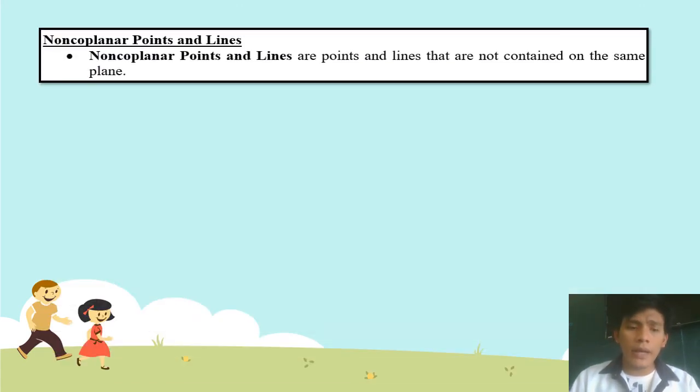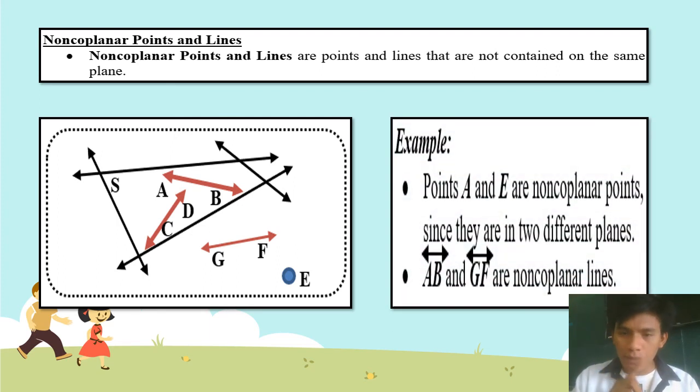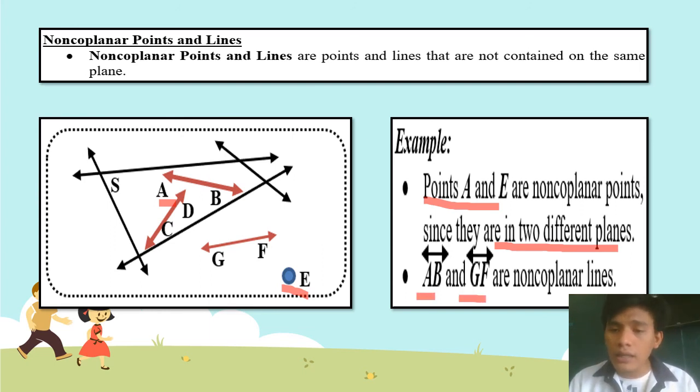Let's go on to non-coplanar points. Non-coplanar points and lines are points and lines that are not contained on the same plane. As you can see in the figure, try to observe the figure. Example, points A and E are non-coplanar points since they are in two different planes. Line AB and line GF are non-coplanar lines.